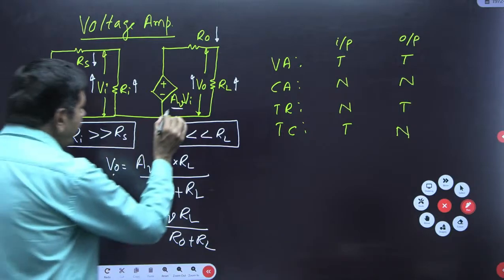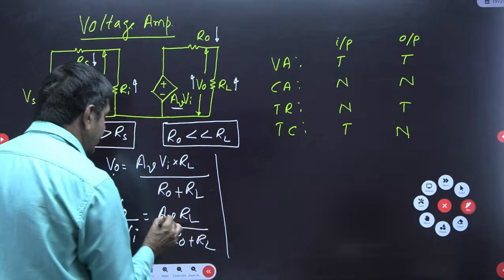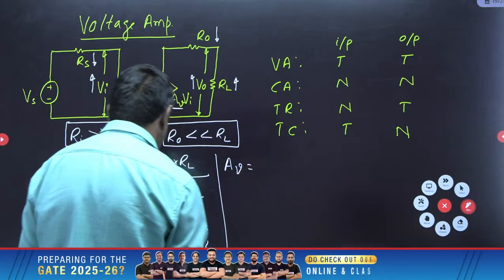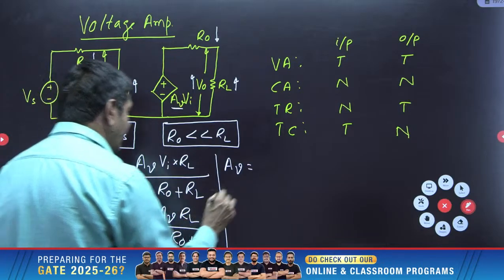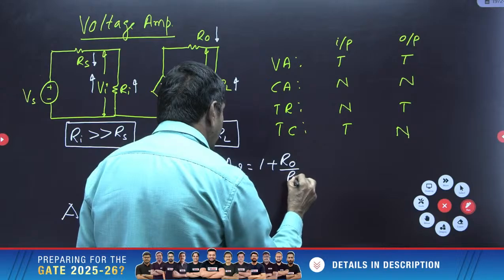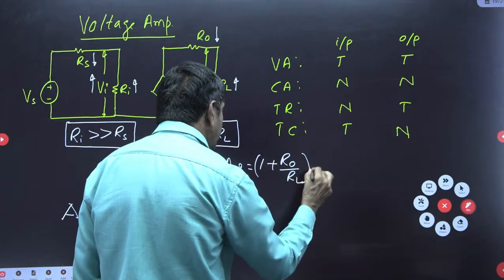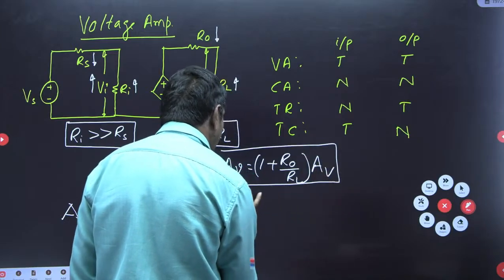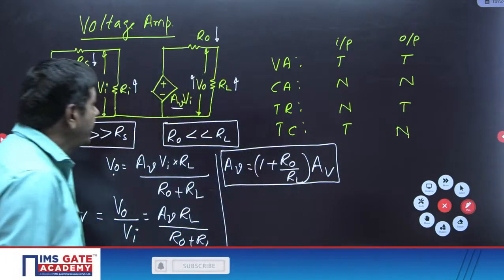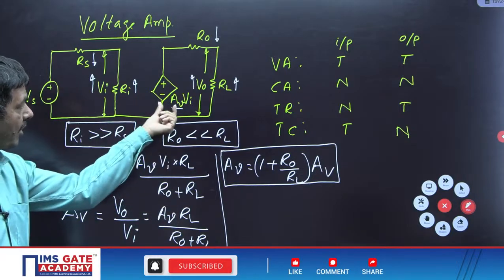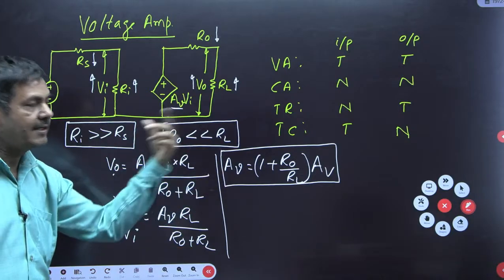Suppose you are asked to find what is A suffix small v finally. If RL is divided, it is 1 plus R naught by RL into A suffix capital V. This is the A suffix small v formula. You may ask V naught by Vi, which means this value. Suppose you are asked to find A suffix small v, this is the positive value.